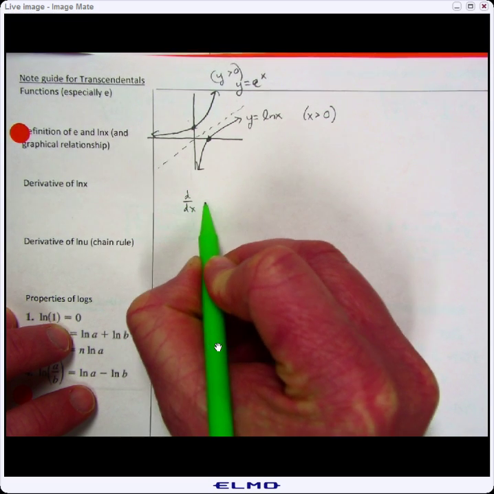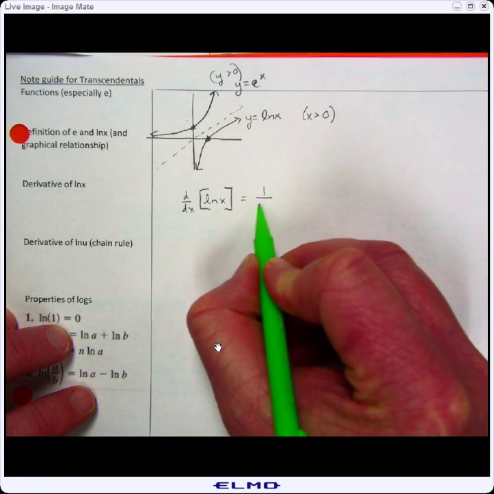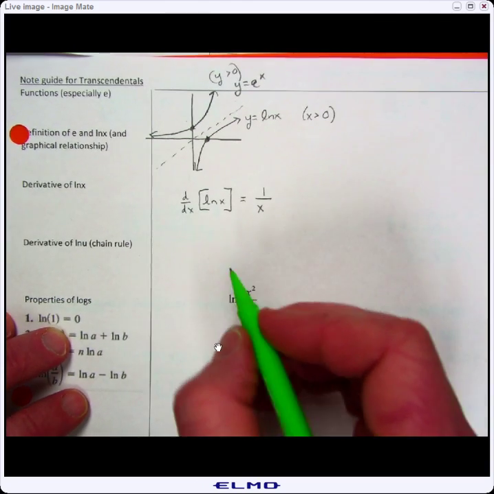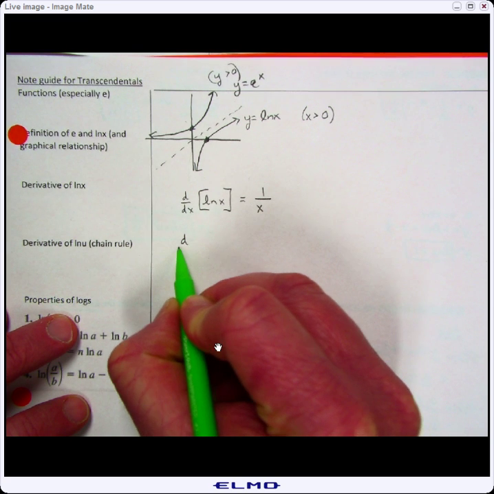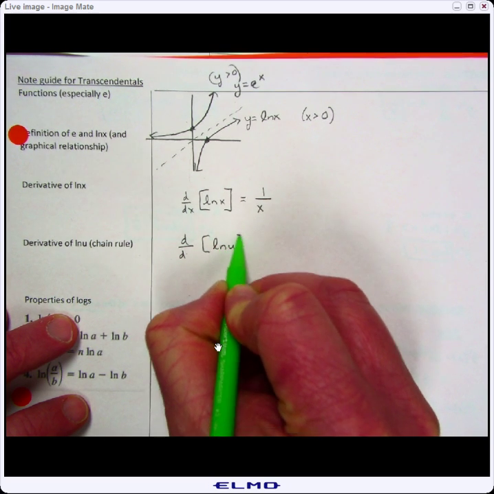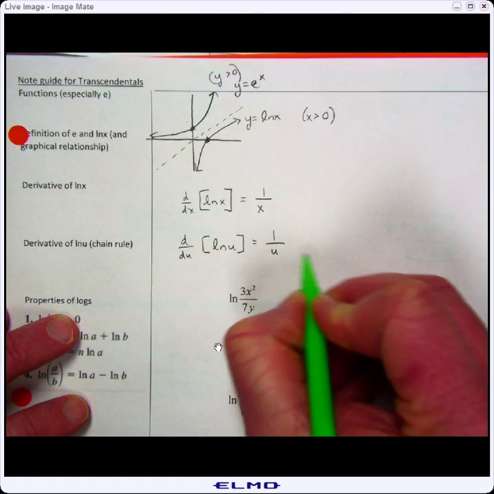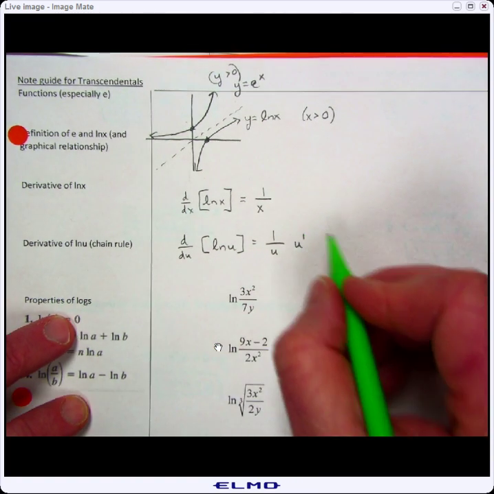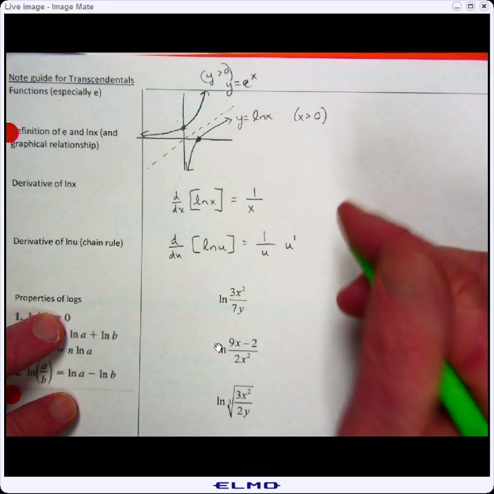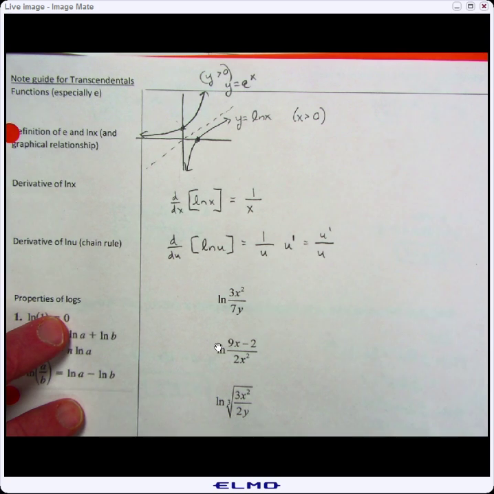Just like any other derivative, the derivative of the natural log of x is 1 over x. And that's it. It's just a property, and then there's a chain rule that goes with it. The derivative of natural log of u is 1 over u times u prime. And oftentimes we just write this as u prime over u, and that's how you'll learn it. It's just saying u prime over u.